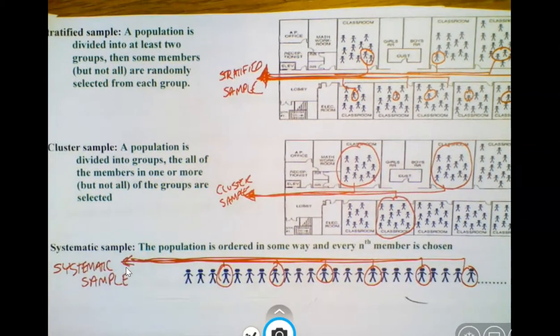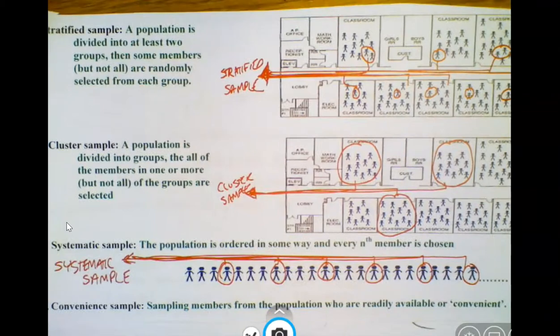A systematic sample is this. You may have been a part of one of these. In a systematic sample, the population is ordered in some way, and every nth member is chosen. It was like standing on a street corner and counting every 6th car and deciding whether or not the person is wearing a seatbelt or talking on a cell phone. That's a systematic sample. Instead of asking everyone or surveying everyone, they survey every 5th person or every 6th person or something like that. That's a systematic sample. And the last one is a convenient sample.